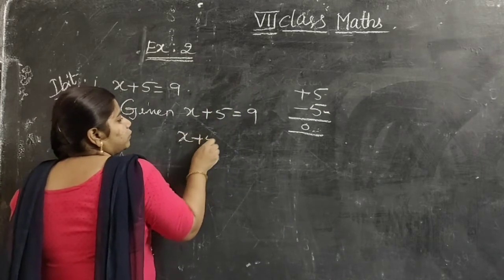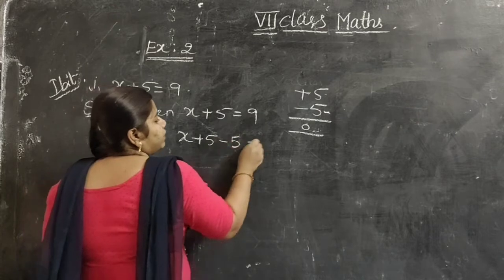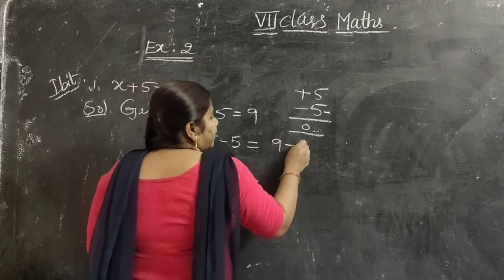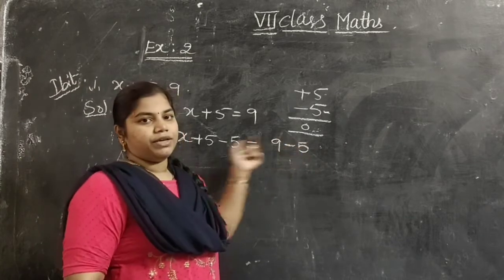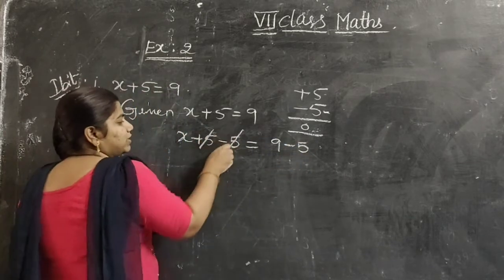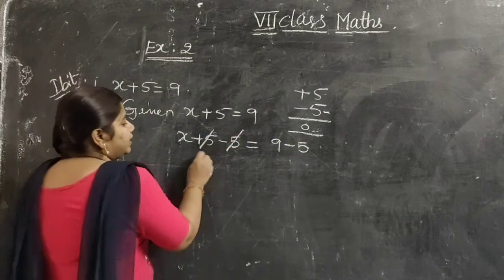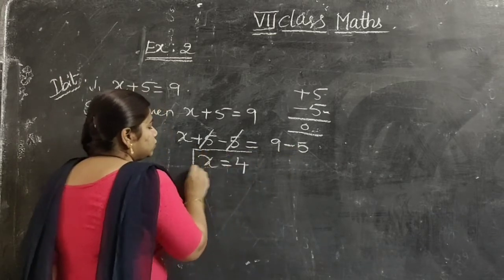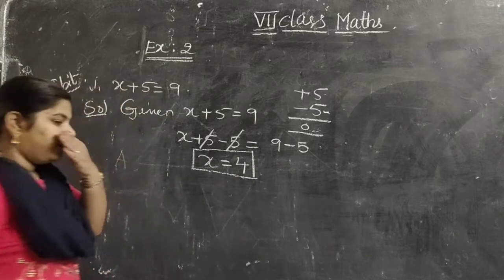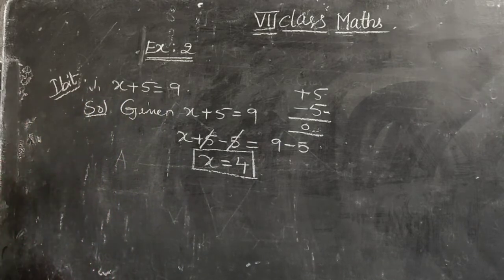So x plus 5 minus 5 is equals to 9 minus 5. On both sides I have added minus 5. Now plus 5 minus 5 will be 0. x is equals to 9 minus 5, which is 4. So we got the x value as 4, and we are also told to check our answer.